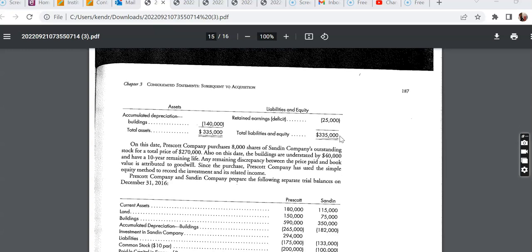On this date, Prescott Company purchased 8,000 shares of Standard Company's outstanding stock for a total price of $270. Also on this date, the buildings are understated by 40,000 and have a 10-year remaining life. Any discrepancy between the price paid and book value is attributed to goodwill. Since the purchase, Prescott has used a simple equity method to record the investment and its related income.